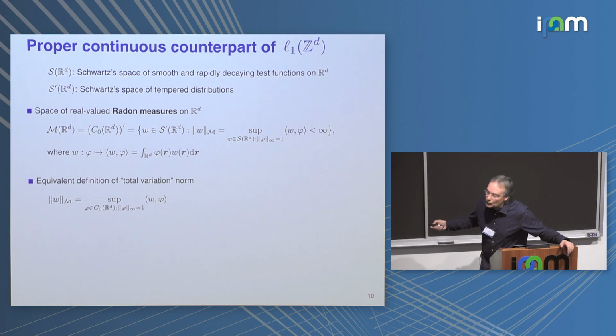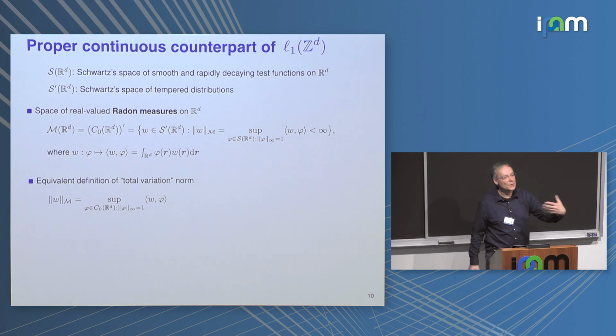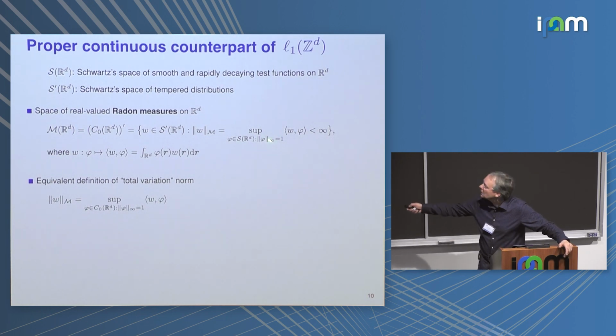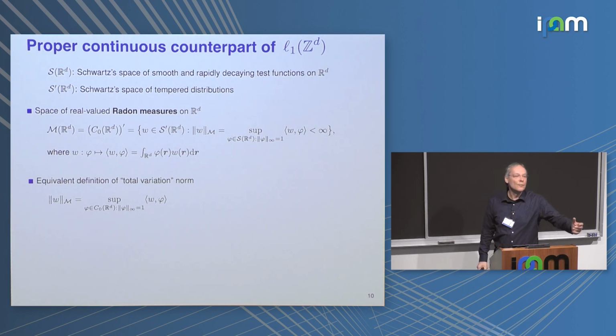When I said it was the dual of C0, actually you can also take the supremum over C0, so that's the more standard definition, but you know that S actually is dense in C0, therefore we can use it like that. And here this norm is better because it's actually valid for any tempered distribution.